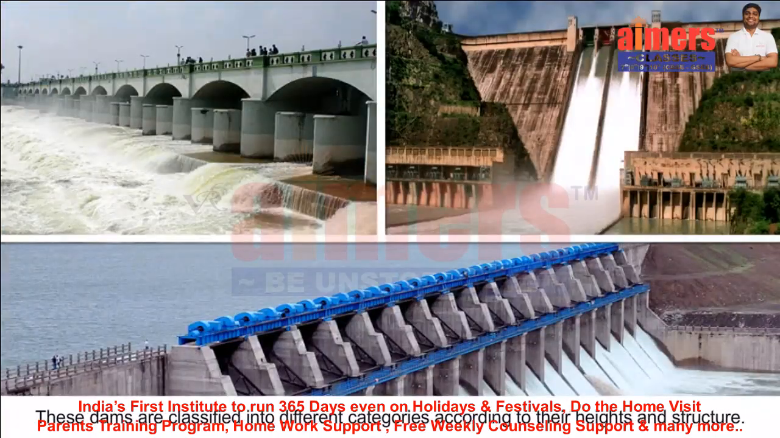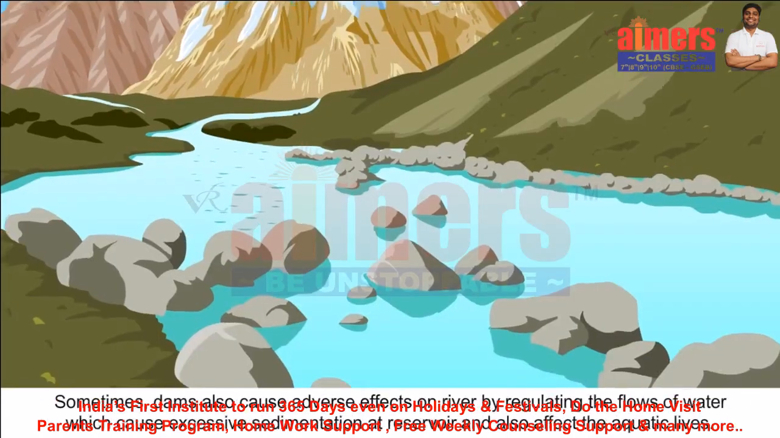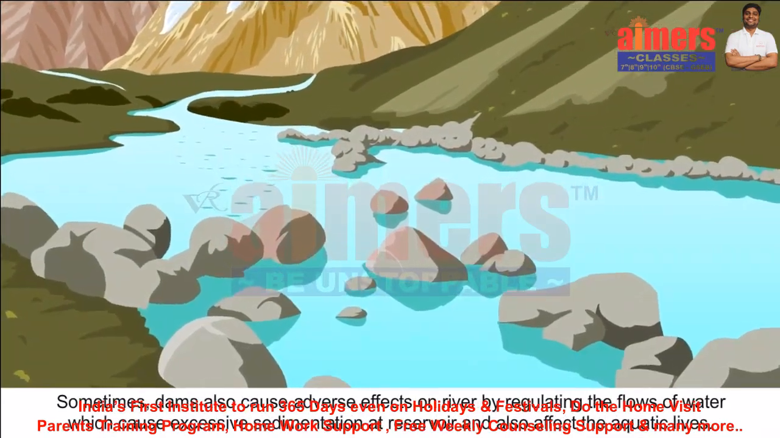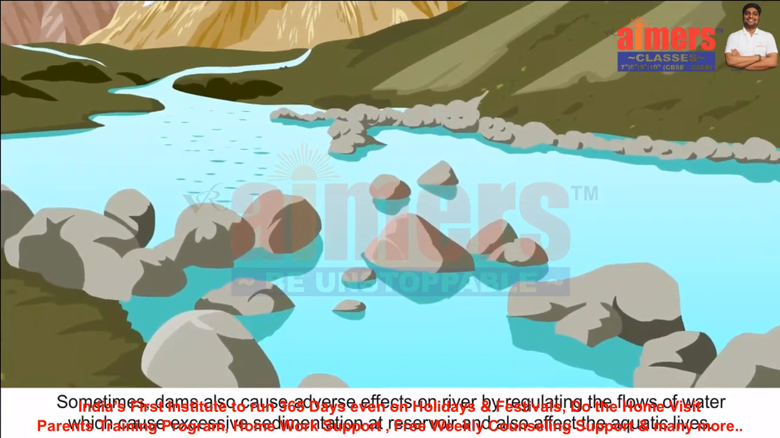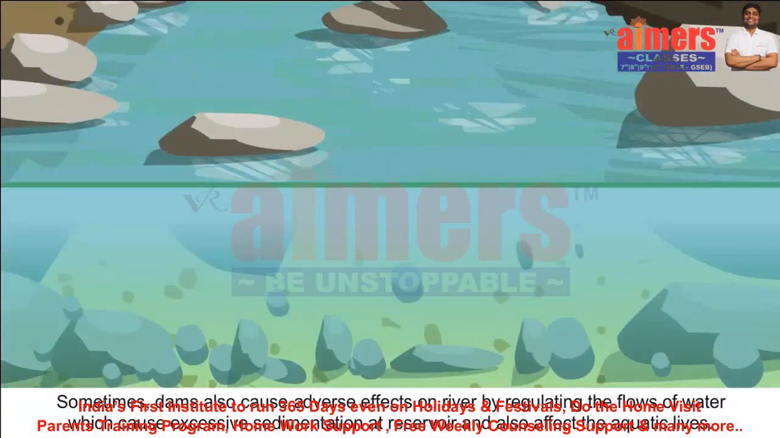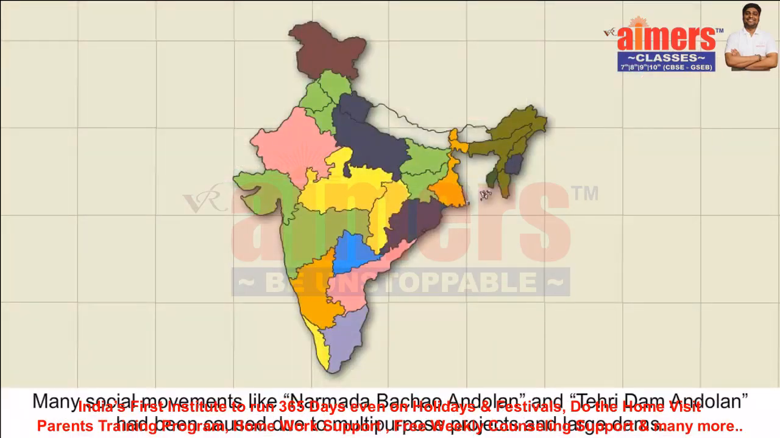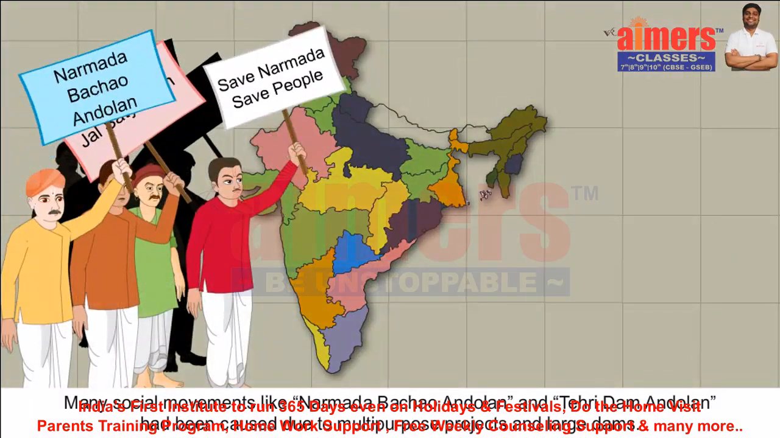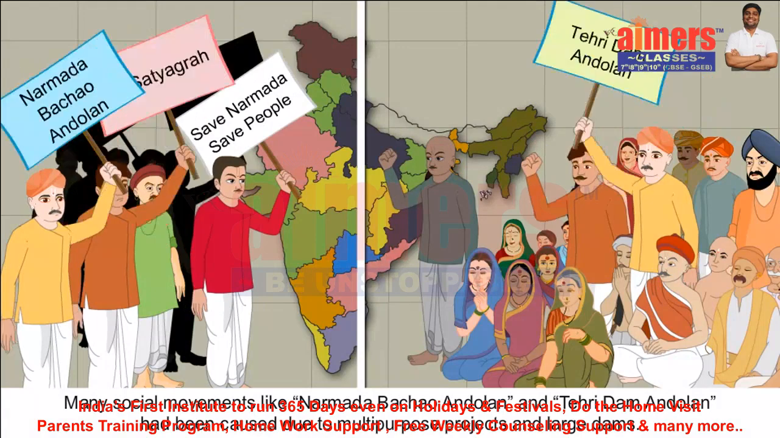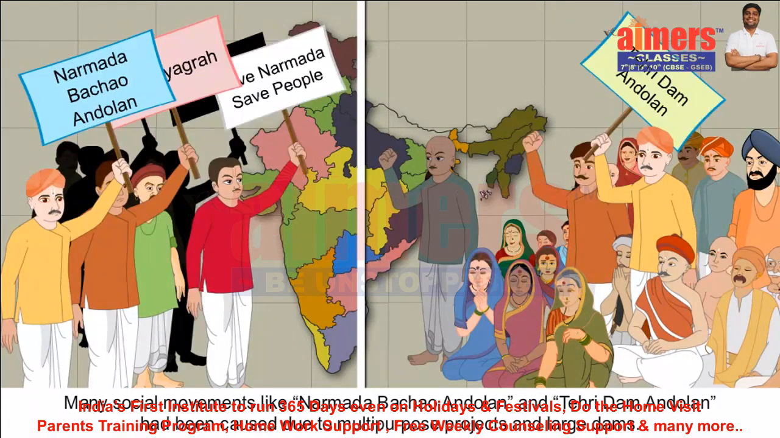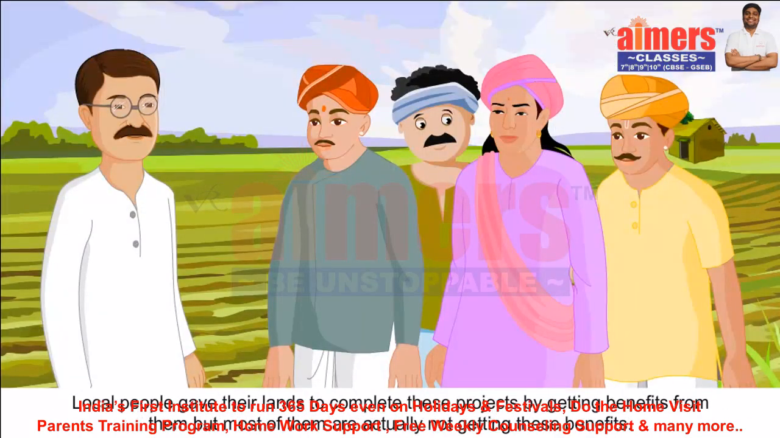These dams are classified into different categories according to their heights and structure. Sometimes, dams also cause adverse effects on rivers by regulating the flow of water, which causes excessive sedimentation at the reservoir and also affects aquatic life. Many social movements like Narmada Bachao Andolan and Tehri Dam Andolan have been caused by multi-purpose projects and large dams. Local people gave their lands to complete these projects, expecting benefits from them, but most of them are actually not getting these benefits.